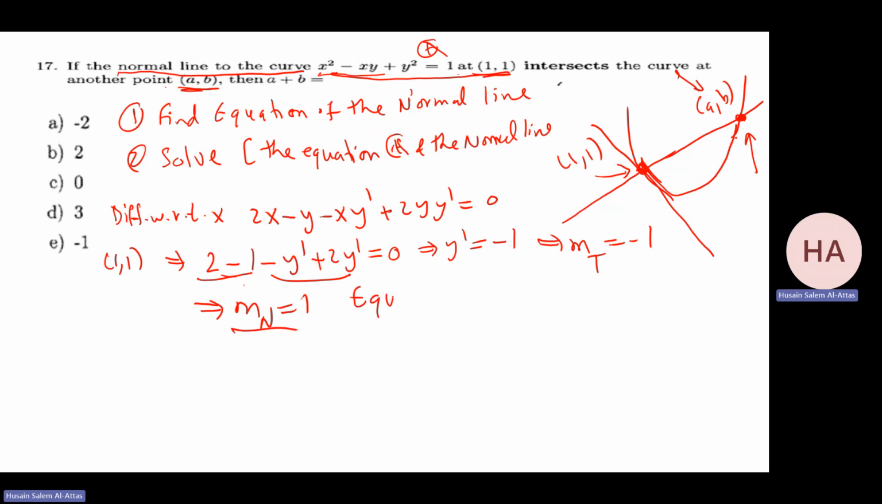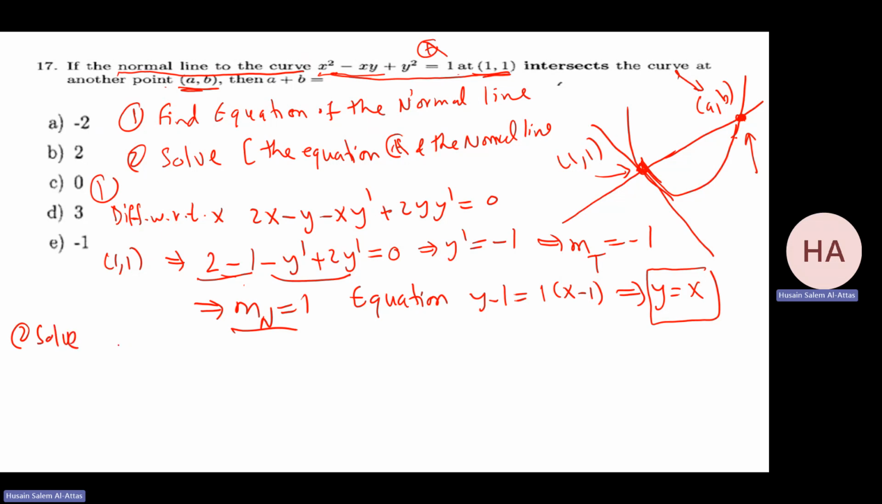What will be the equation of the normal? y minus 1 equals 1 times x minus 1. That implies y equals x. Yes, so this is my equation. This is the first step. Second step, solve these two equations: x equals y and x squared minus xy plus y squared equals 1. This is what I will do.